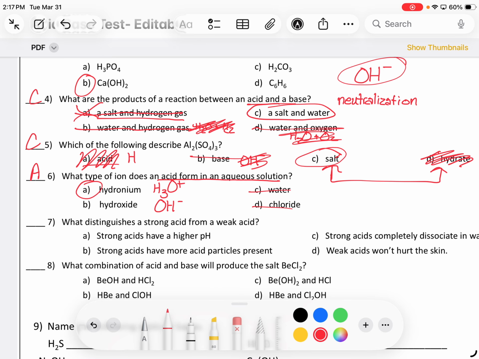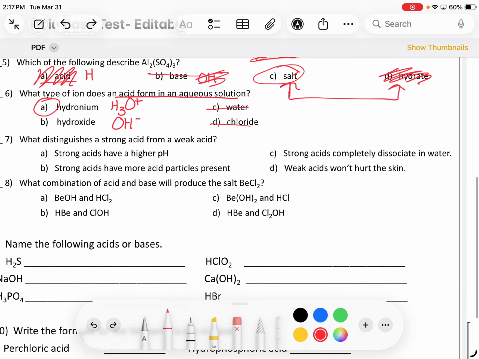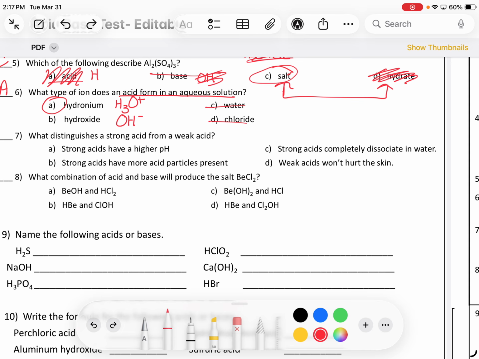Number 7, what distinguishes a strong acid from a weak acid? You notice answer A, strong acids have a higher pH. Wrong, because the higher the pH, the what? The more basic. So it's going to have a lower pH. Strong acids have more acid particles present. Not necessarily, no.